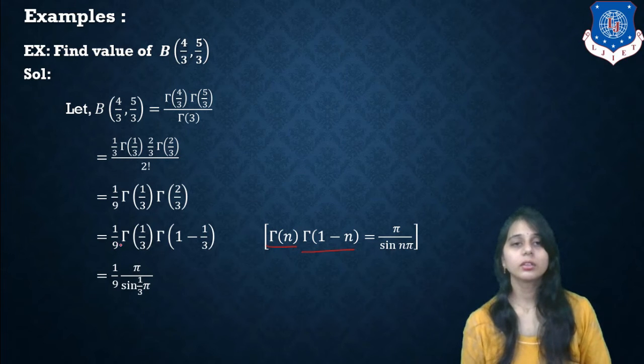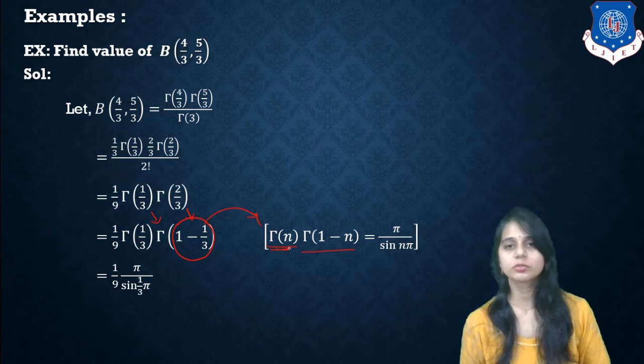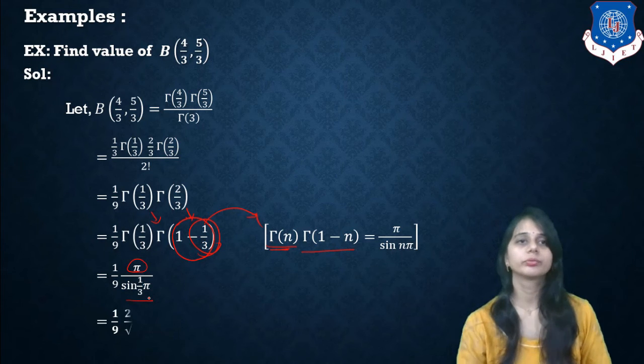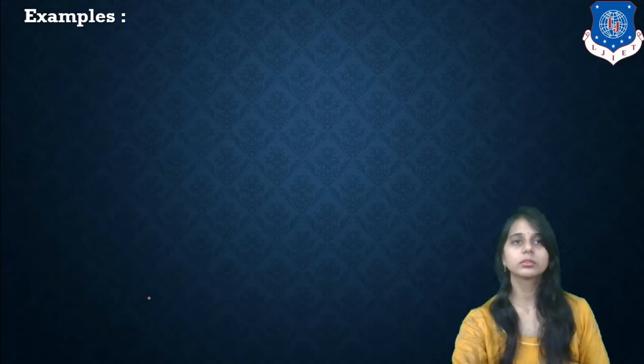We are taking n as 1/3. What is 2/3? 2/3 we write as 1 minus 1/3. So it is in this form, and we say that it is π upon sin nπ. So it is 1/9 π. What is n? n is 1/3. So sin 1/3 π. The answer is 2π upon 9 under root 3.